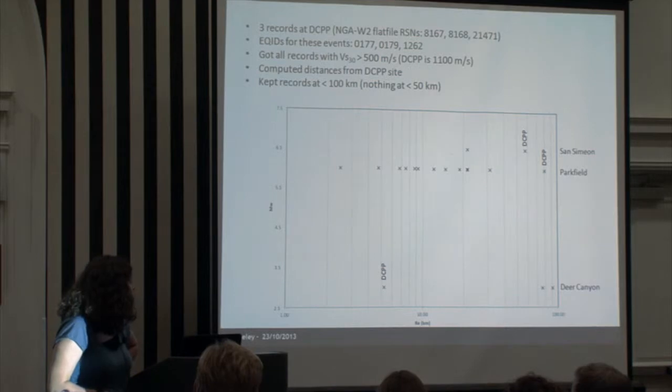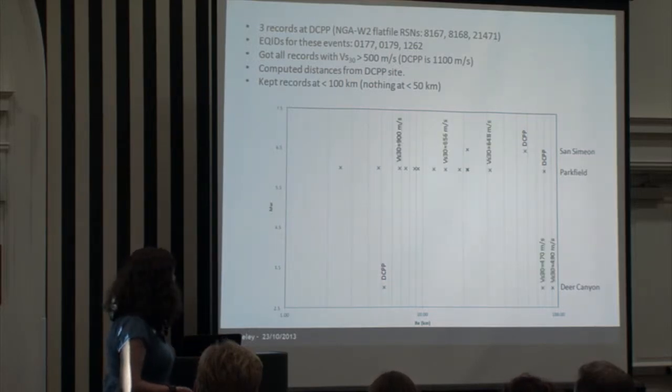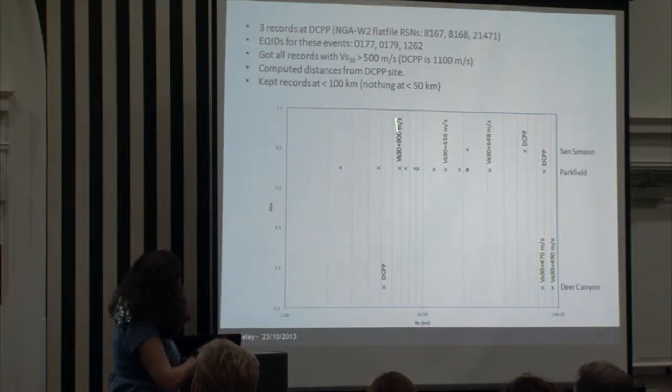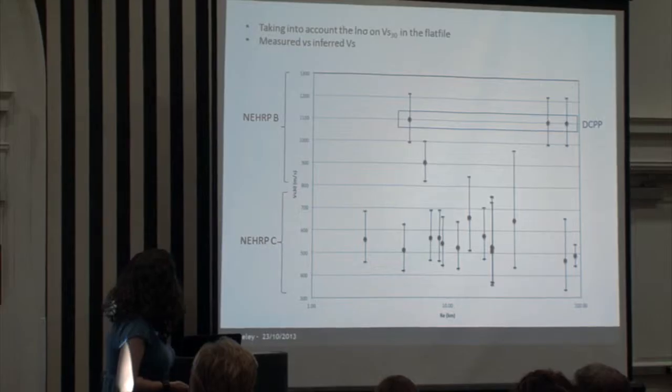This is what the magnitudes and distances look like. I've noted these 3, which are the actual DCPP records. Then you have this one other record at actual rock, so 900 meters per second, and the rest are softer. So this is a VS30 plot for you. This is DCPP here at 1100. Then you've got 1 at 900, and all the others are within the NEHRP category.